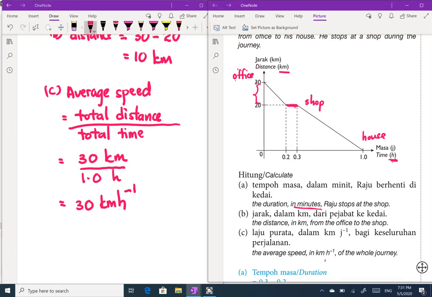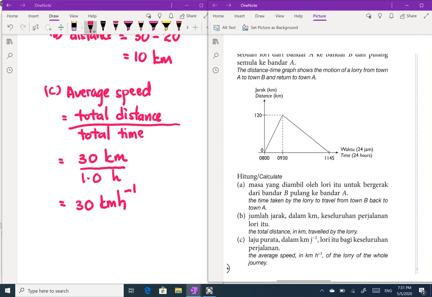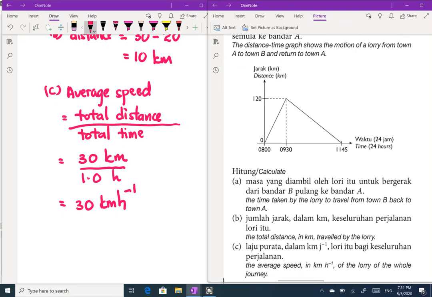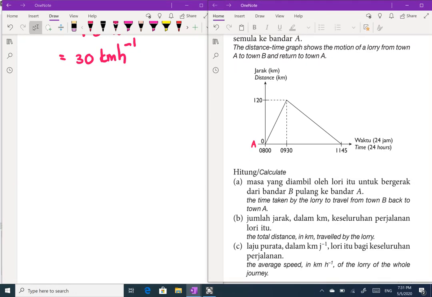We look at question 3. The distance time graph shows the motion of a lorry from town A to town B, and then returning back to town A again. He went from town A to town B, and then back to town A. Calculate the time taken by the lorry to travel from town B back to town A. I want to know the time from B to A.